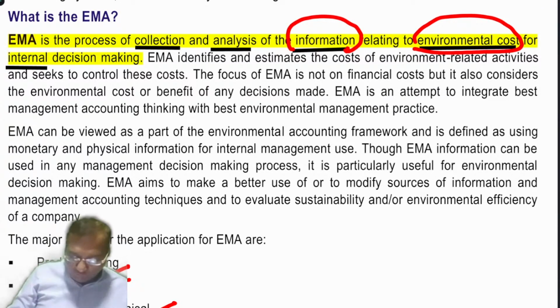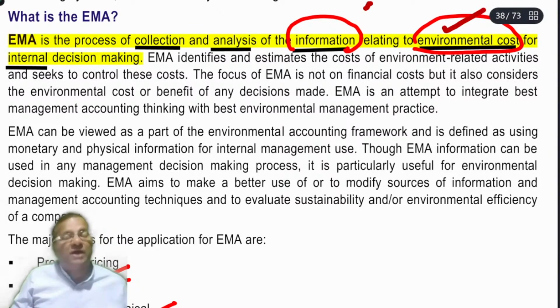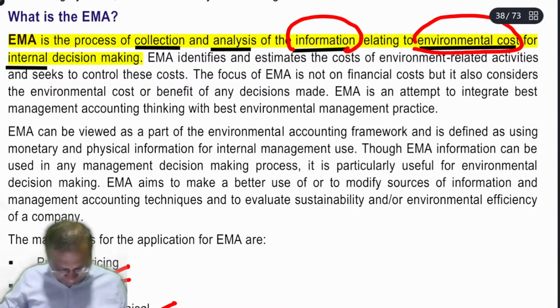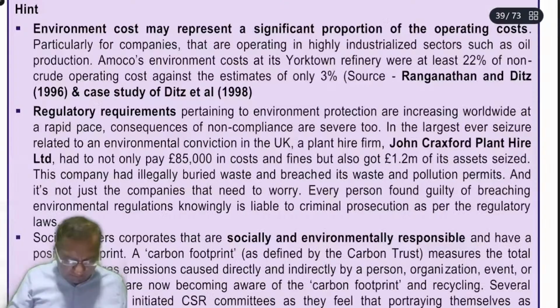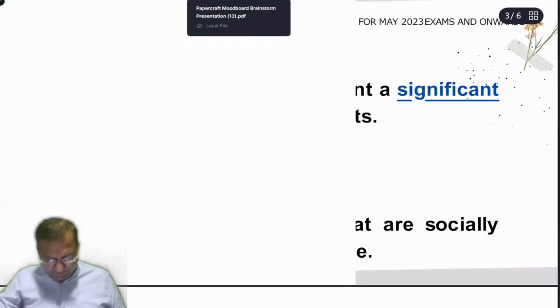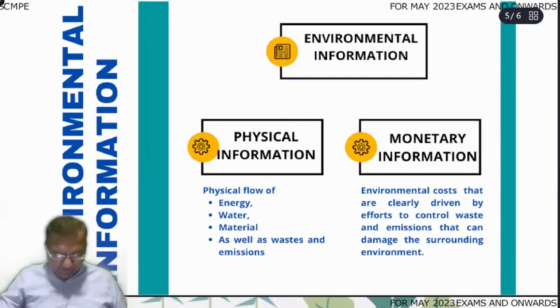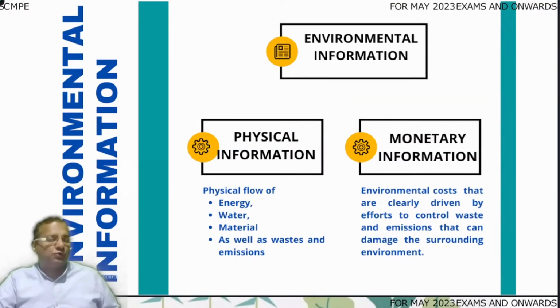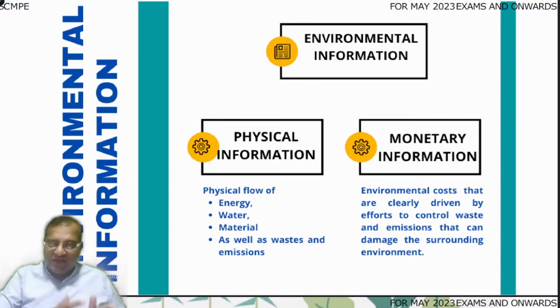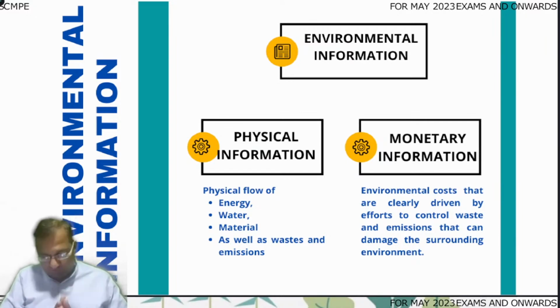Now we will discuss what do you mean by environmental information and what do you mean by environmental cost. Clear? So look, beta, what do you mean by environmental information? Environmental information will be bifurcated into two parts: physical information and monetary information. Physical information as well as monetary information together constitute the environmental information.